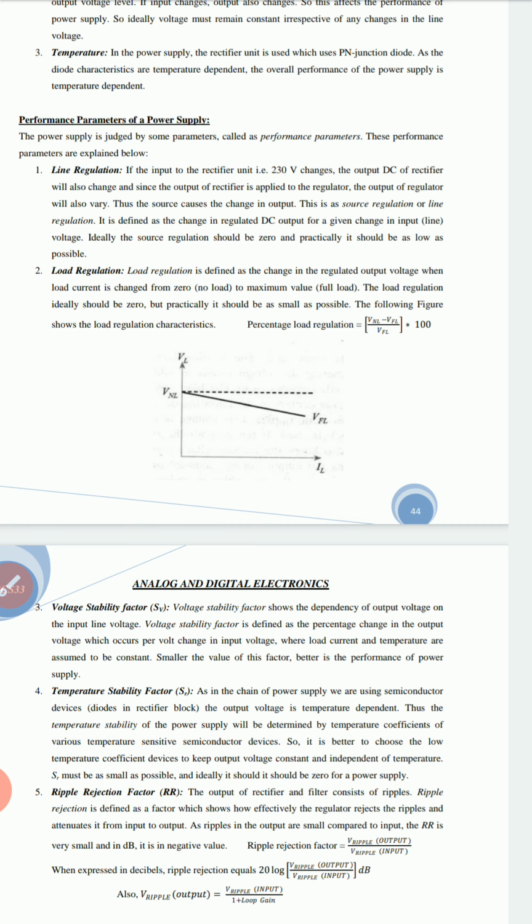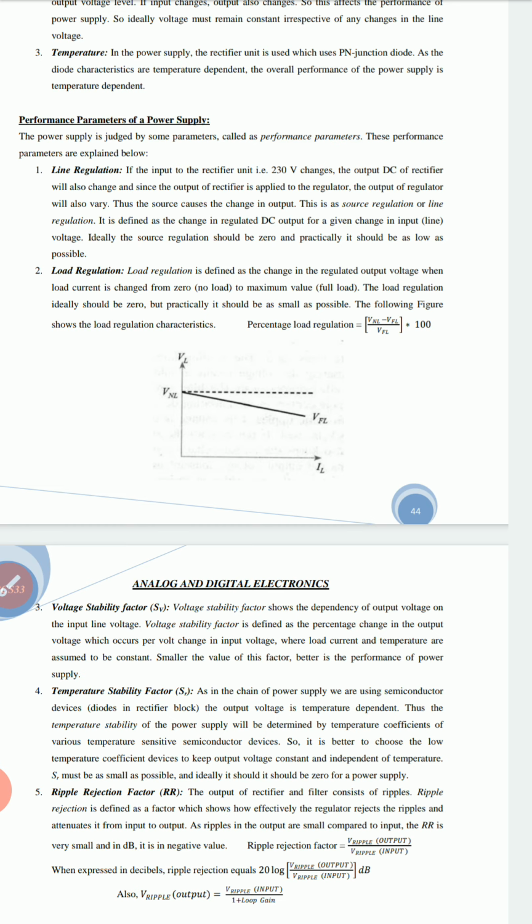Line regulation is about the input to the rectifier unit, as I already told. Whatever rectifier input we are providing, that is 230 volt. If that changes, the output DC of the rectifier will also change. Since the output of the rectifier is applied to the regulator, the output of the regulator will also vary. So this source causes the change in the output. This is source regulation, or line regulation.